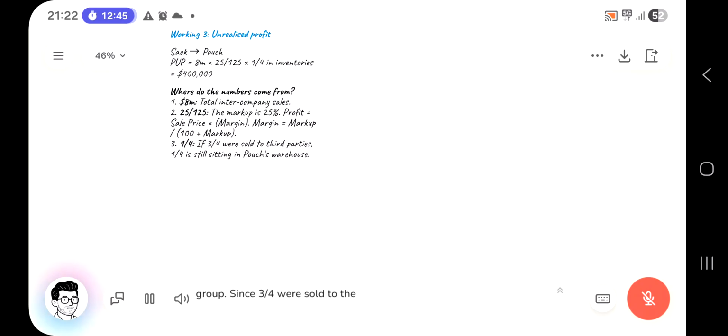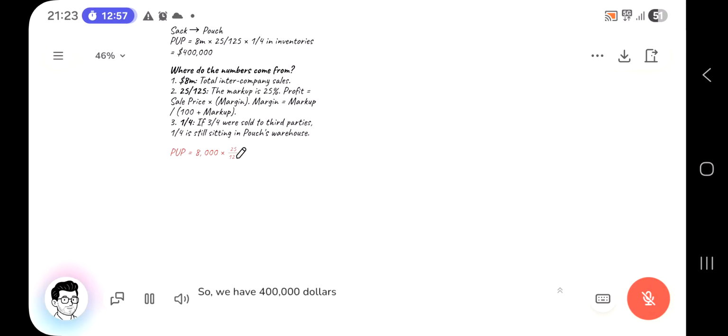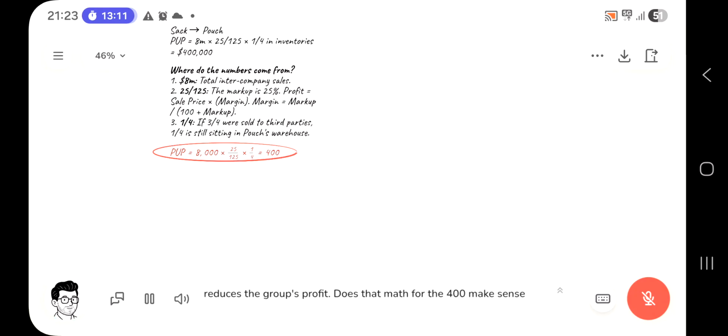Since 3/4 were sold to the outside, 1/4 is left. That's where that 1/4 comes from. So, we have $400,000 of fake profit sitting in the inventory. Your notes say to add this 400 to the cost of sales because it effectively reduces the group's profit. Does that math for the 400 make sense to you?